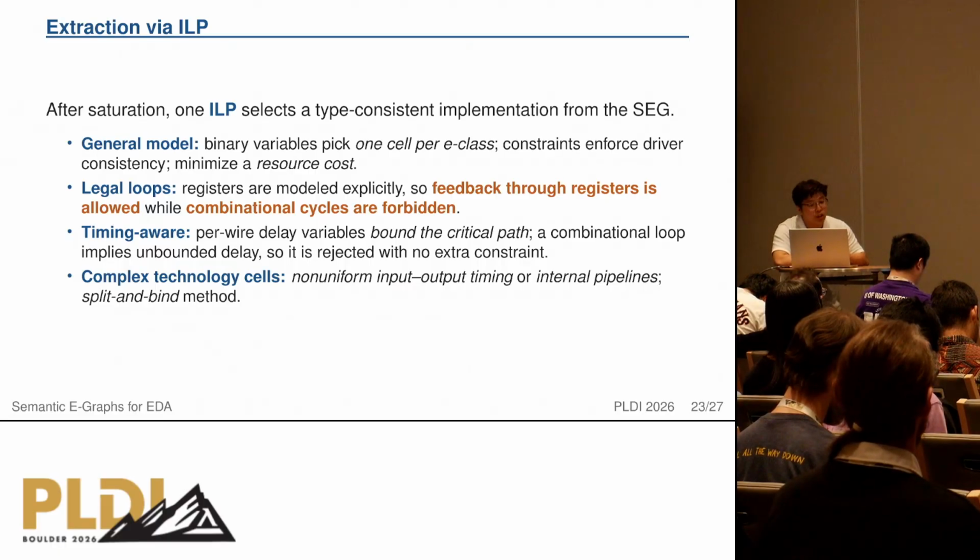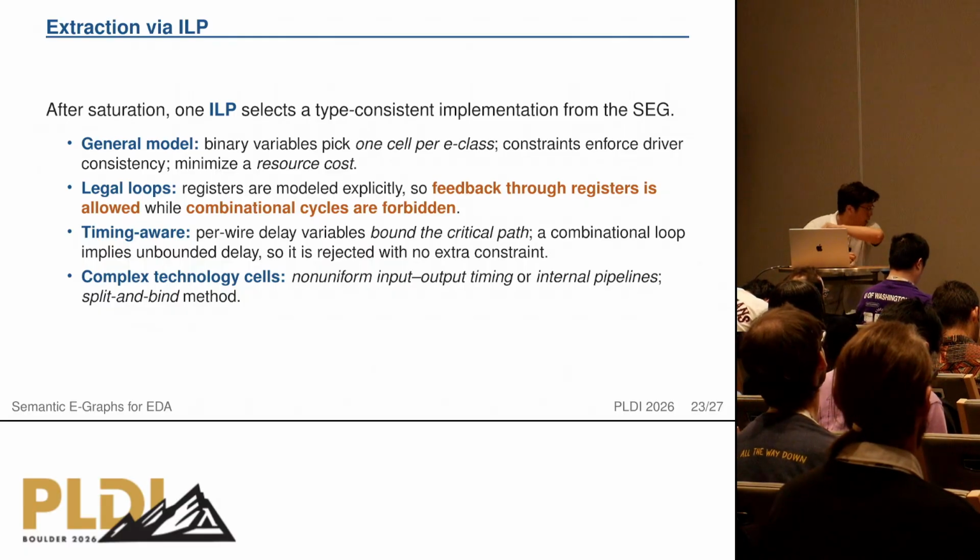And on our extraction, after the saturation, we do some encoding in ILP to extract a type-consistent implementation from our e-graph. The general model is there's a binary variable to pick one cell from each e-class, and we have constraints for driver consistency, and we minimize the resource cost. And we have legal loop checking.